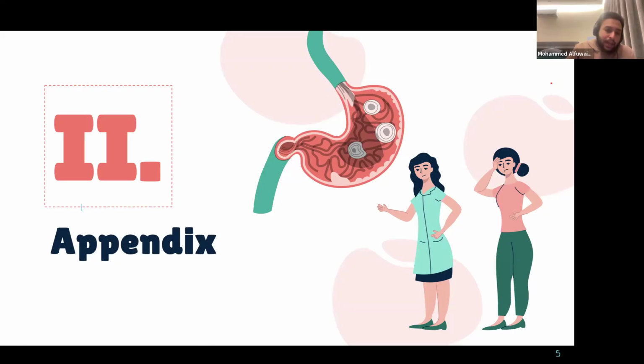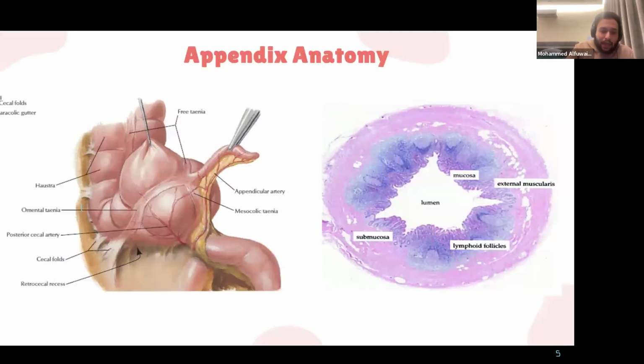The first one is the appendix. Very easy. There's mainly one thing I want you to remember. This is the appendix. It's near the cecum, connected to the cecum. To identify it, as I said, you have the taenia coli, you have three. You go and follow them until you find the base of the appendix, which is this. This is the tip of the appendix, okay?